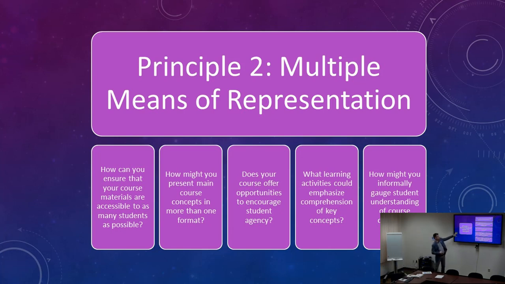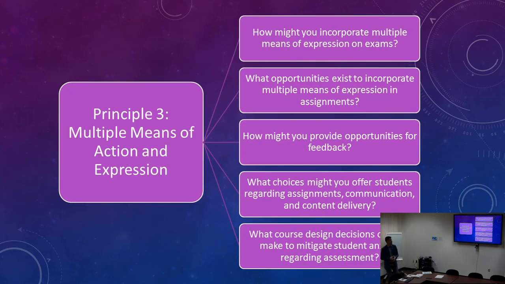And the third principle is multiple means of action and expression. So notice I went back to sort of a similar view, but still a little different, right? So how might you incorporate multiple means of expression on exams? Some things, there's only one way to assess. Like, I have to see this thing. But sometimes there's multiple ways to assess. For example, if I'm not in a course where I have to assess the specific writing of a student, but I asked them to submit a paper, could they submit a video of themselves explaining to you what it is that they've been asked a question on?